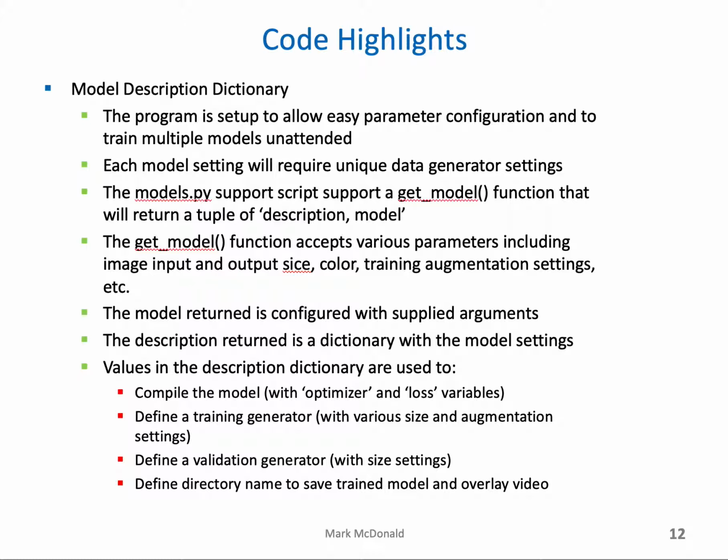I use a technique in the script where the master notebook requests a model from one of the supporting scripts. And when it gets the model, it also gets a dictionary object that holds a description of the model, including all of the parameters that the model will be trained with. This makes sure that my data generators are perfectly aligned with my model, and it gives me the ability to save that variable later so that I can recreate or revisit what settings were in that model.